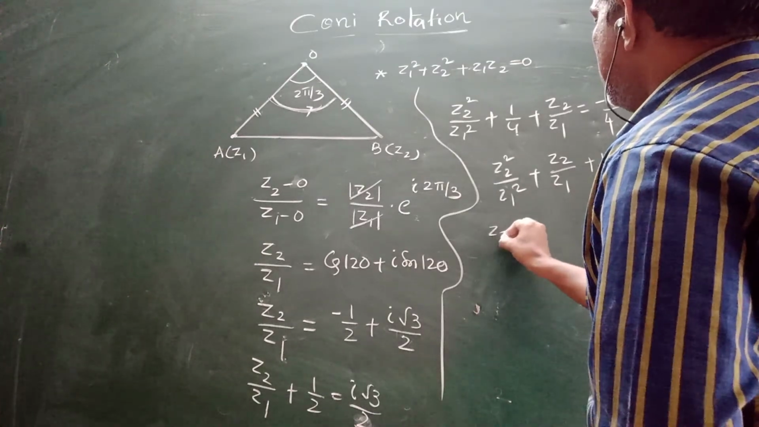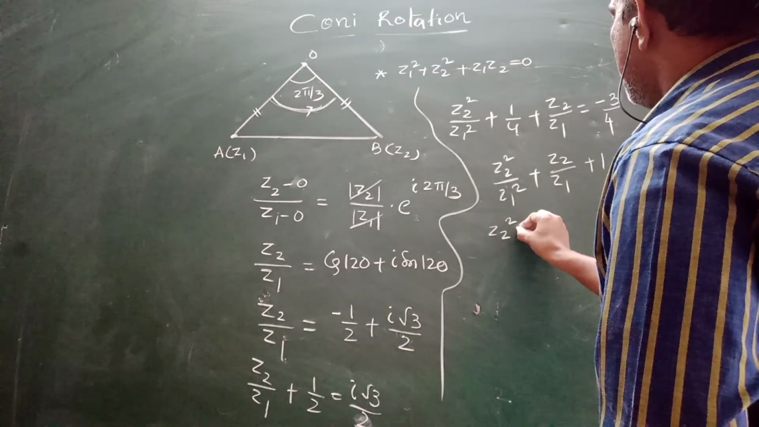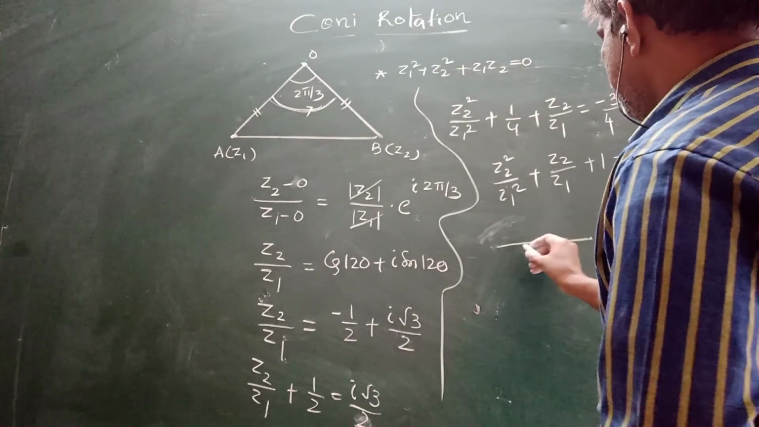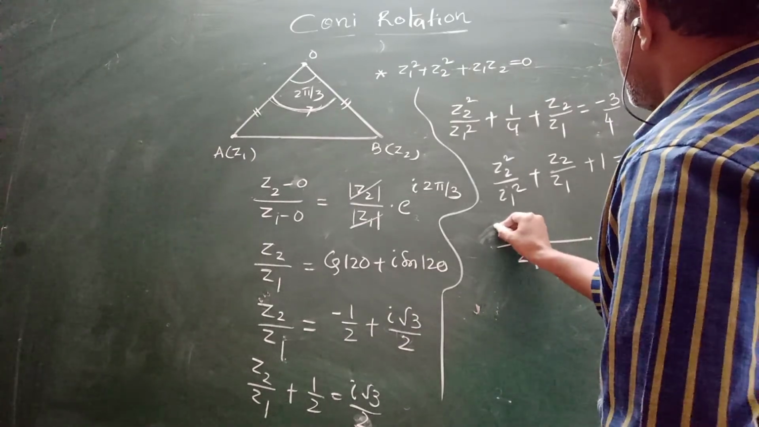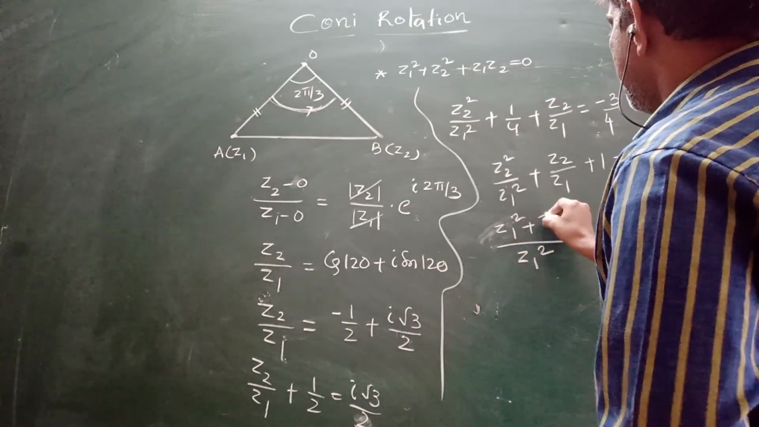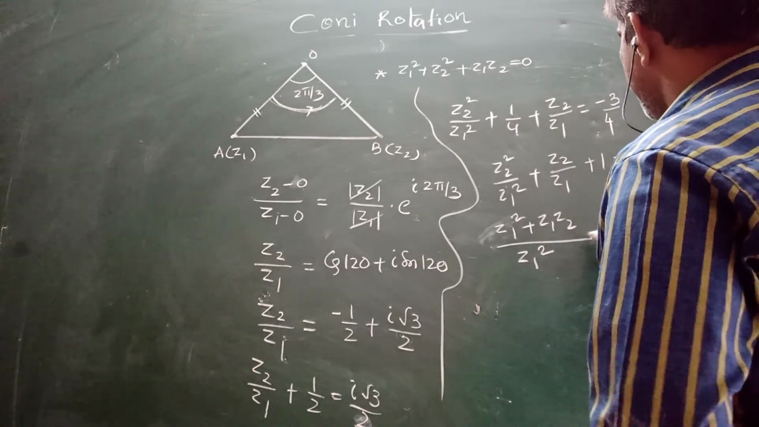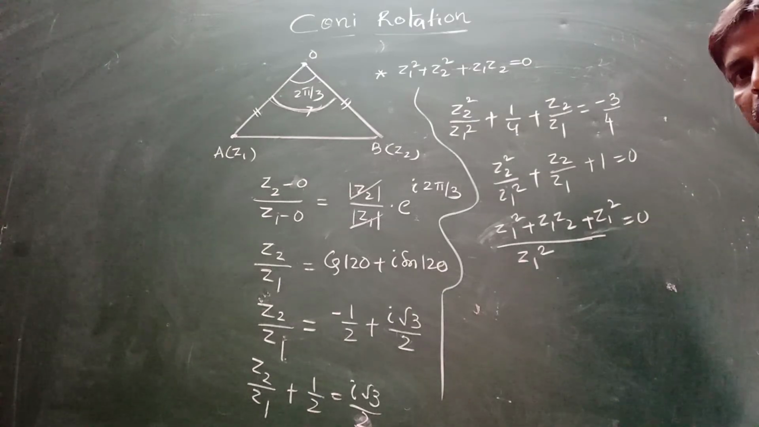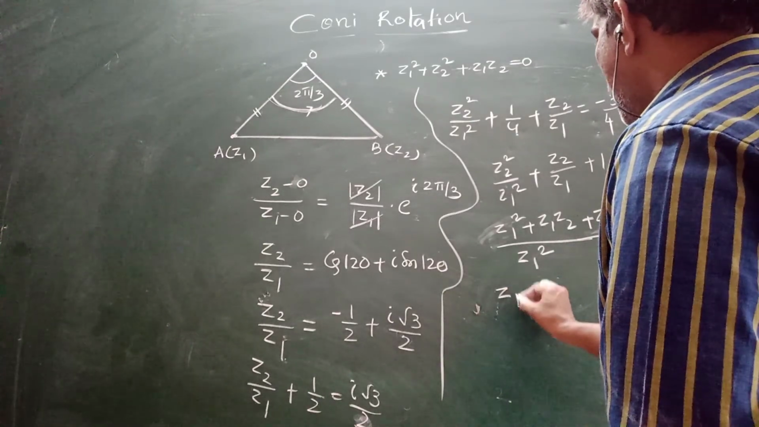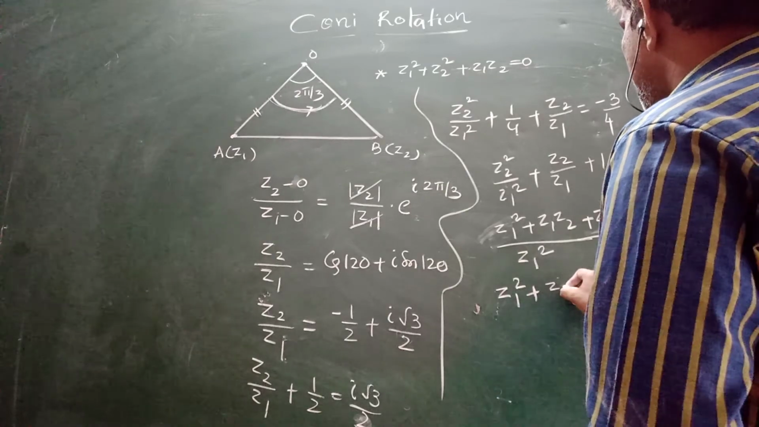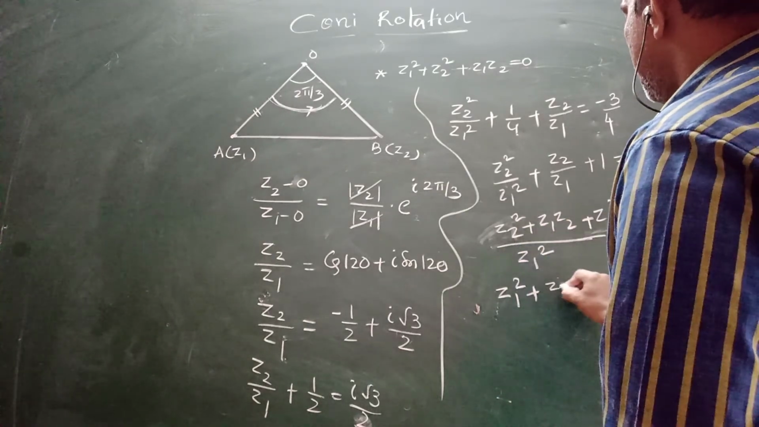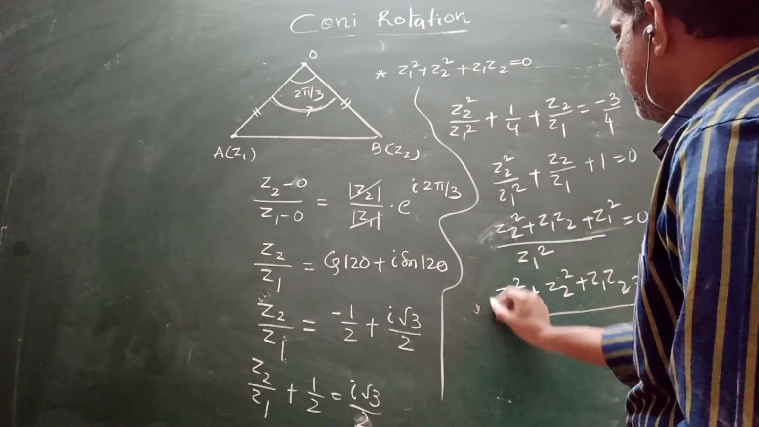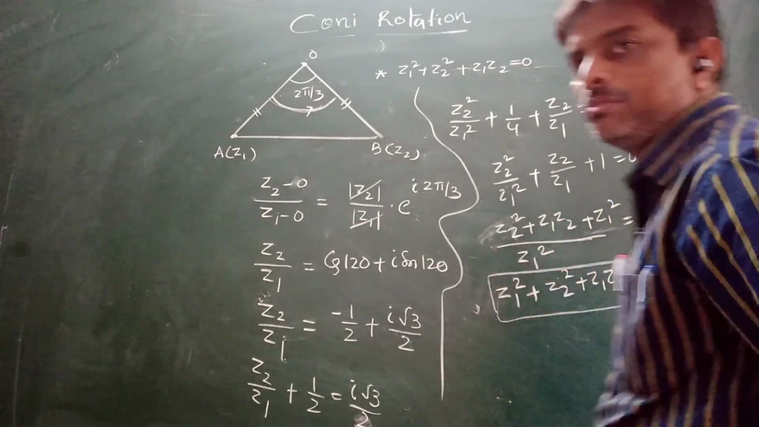So what I'm going to get? The LCM is Z1 square. So Z2 square plus Z1 Z2 plus Z1 square is equal to 0, by cross multiplication, and this is the final result. What we required: Z1 square plus Z2 square plus Z1 Z2 is equal to 0. This is the final result we were going to prove.